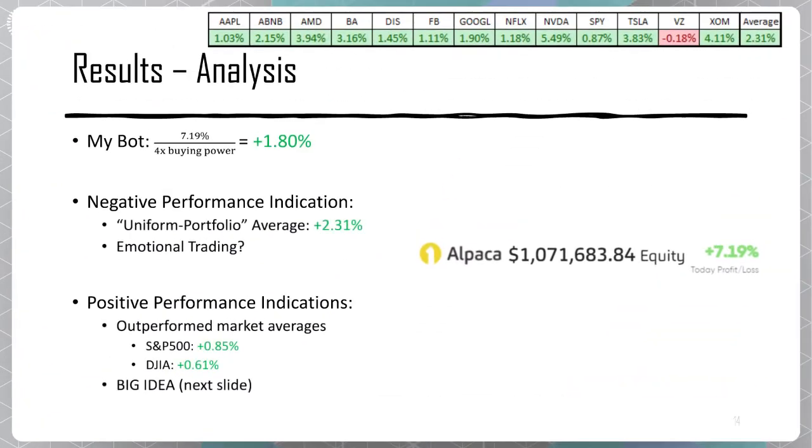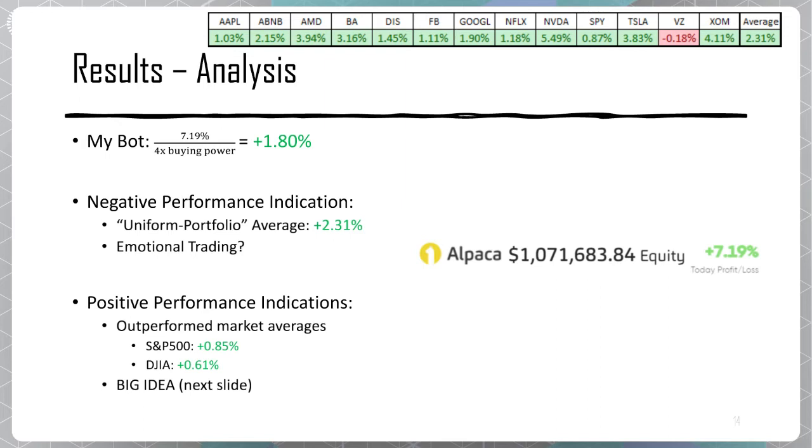So one indication of negative performance in my bot includes the observation that if equal amounts of money were spent buying each of the stocks in the portfolio at the beginning of the day and then held until the end of the day, then the return would have been about 2.3%, which is a lot higher, in my opinion, than the 1.8% that my bot returned. On the other hand, the bot did produce higher returns than the S&P 500 and the Dow Jones Industrial Average, although this is largely due to the stocks I picked simply doing really well that day.